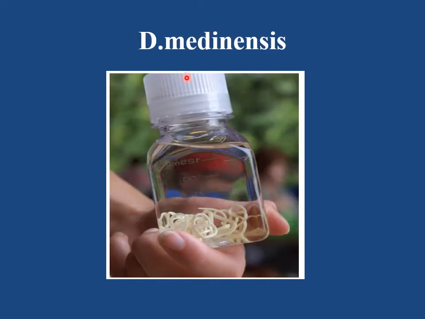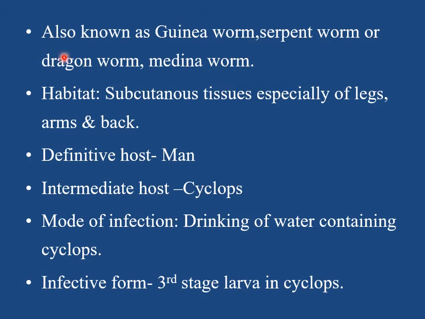The next spot is Dracunculus medinensis. The disease caused by this parasite is known as Naru or guinea worm disease. This parasite is also known as serpent worm, and it is a thin, thread-like parasite. Also known as guinea worm, serpent worm, dragon worm or Medina worm.